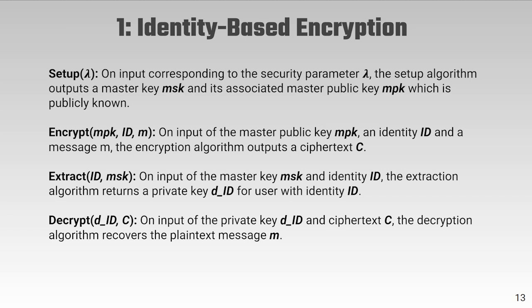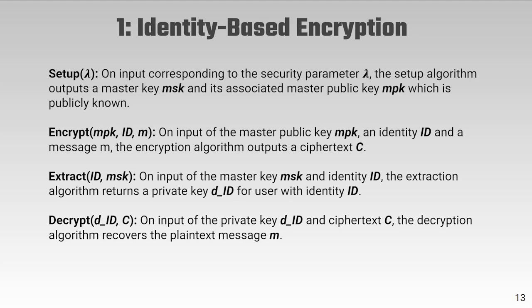So we have a setup algorithm with lambda security parameter, where the output of this algorithm is a master secret key and a master public key. And the master secret key is used by the trusted third party. And a sender of the message can encrypt the message M for a receiver ID.